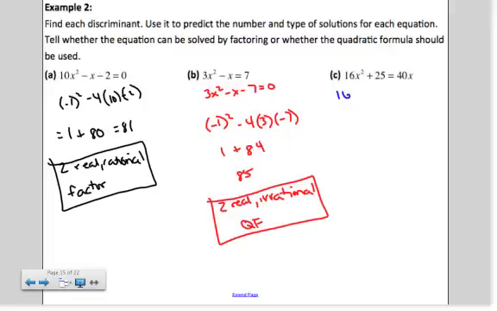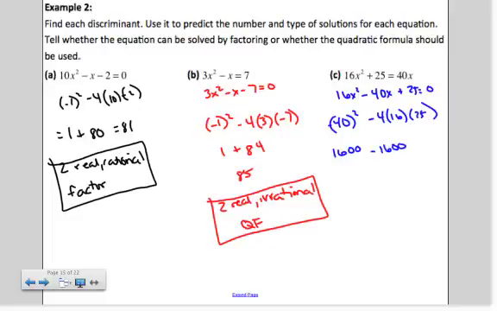Now this one I'm going to go ahead and do 16x squared minus 40x plus 25 equals 0. So b squared is negative 40 quantity squared minus 4 times 16 times 25. Well, negative 40 squared is 1600. 4 times 25 is 100 times 16 is 1600. And that's going to be 0. So there's one real rational solution, and I'm going to factor by special patterns. And that's where we got it, right there.